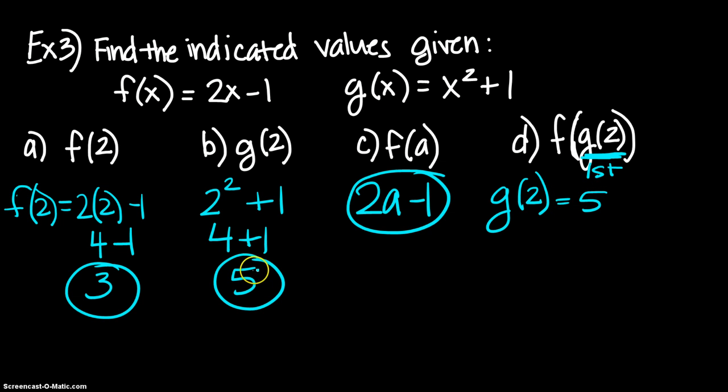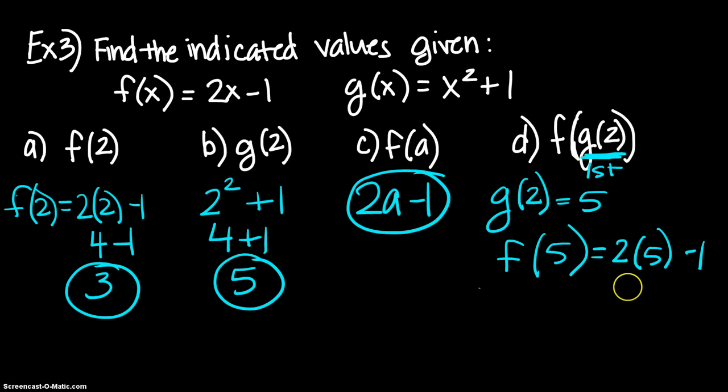That was our part B. So if g of 2 equals 5, now I'm going to plug in 5, or substitute 5 for g of 2. So really, they're telling you in a fancy way, find f of 5. So we're going to plug in 5 now. So f of 5 is going to equal 2 times 5 minus 1. And that's coming from my f function up here. So this is 10 minus 1, which is 9. So my part D is going to be 9.